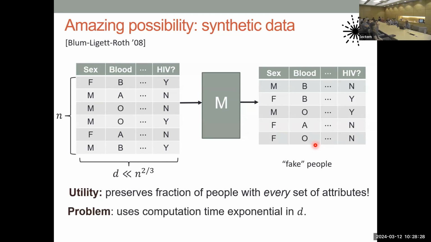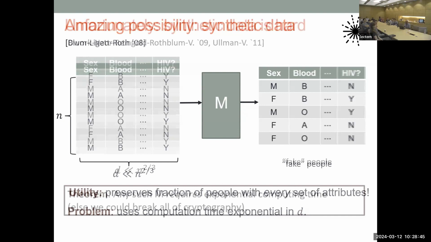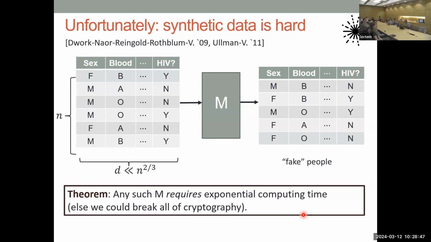The problem was that their method uses computation time that's exponential in the number of dimensions. It's preserving exponentially many statistics, but it's also computing in time that's exponential. And so that was a natural way for me as a complexity theorist to get my foot in the door in this line of research and ask, is that really inherent?